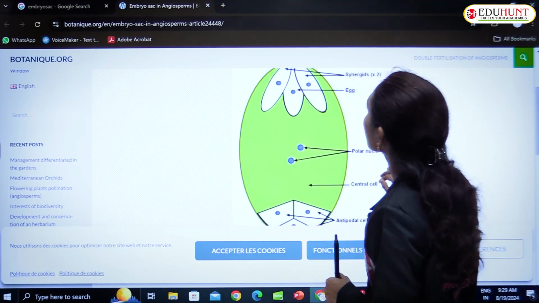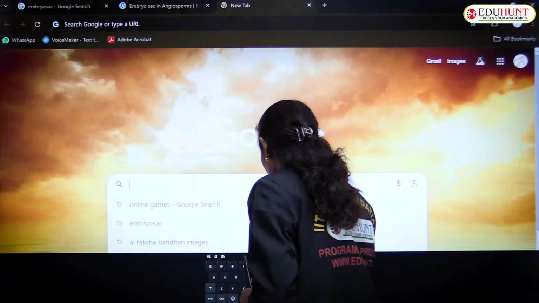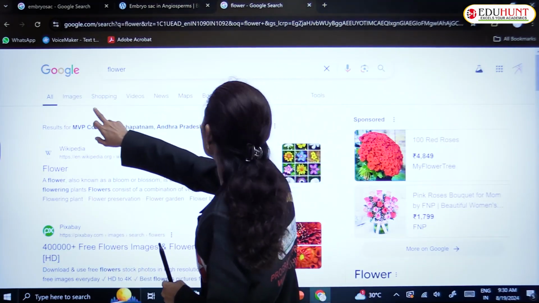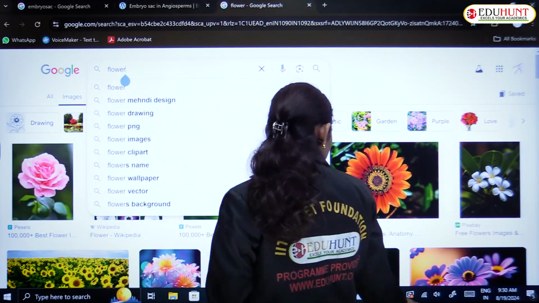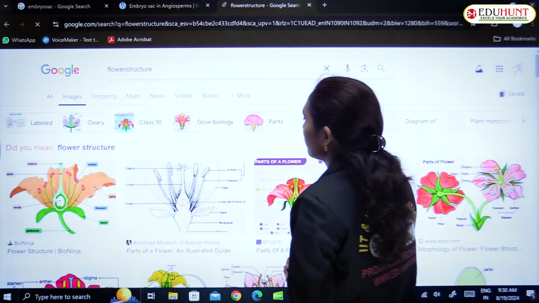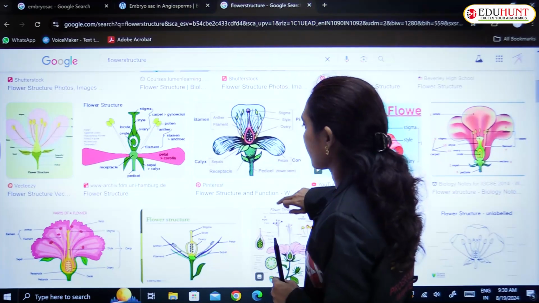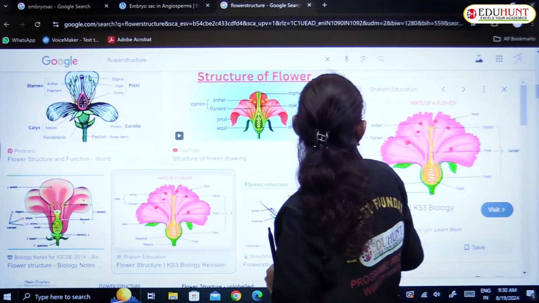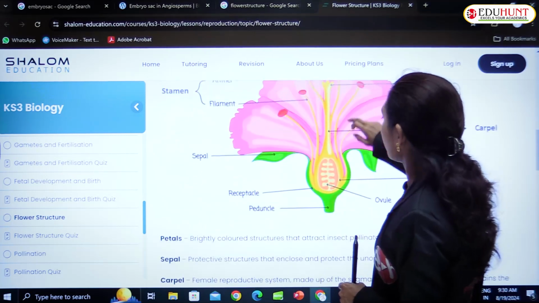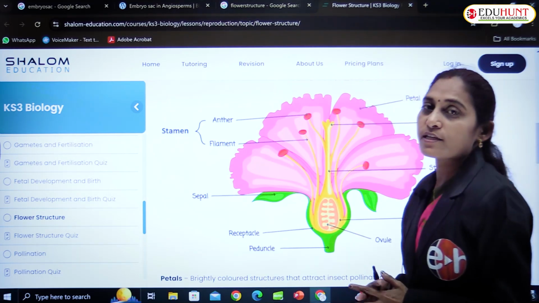If you want to know where the actual structure is present, in which flower it is clear? Yes, I hope this is the clear one. All the pictures I am taking are from Google. Yes, this is a longitudinal section of a flower.